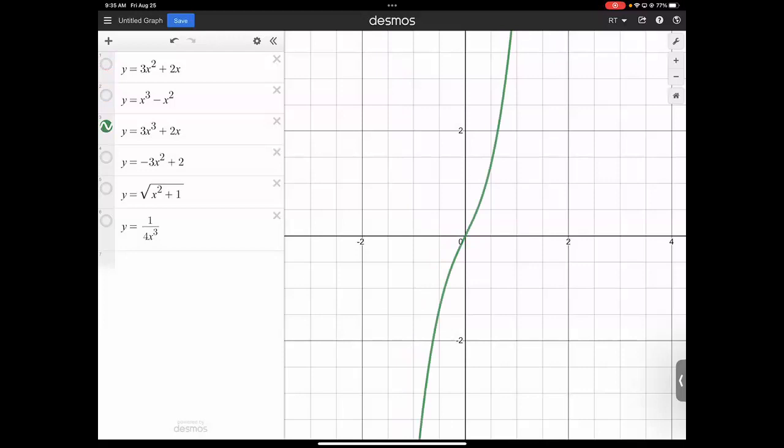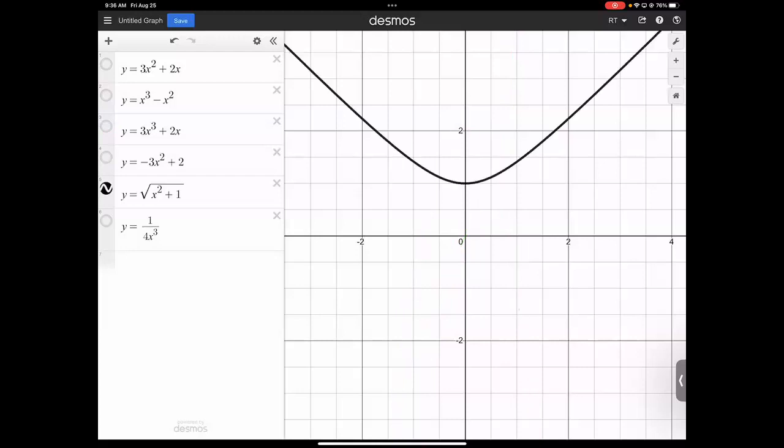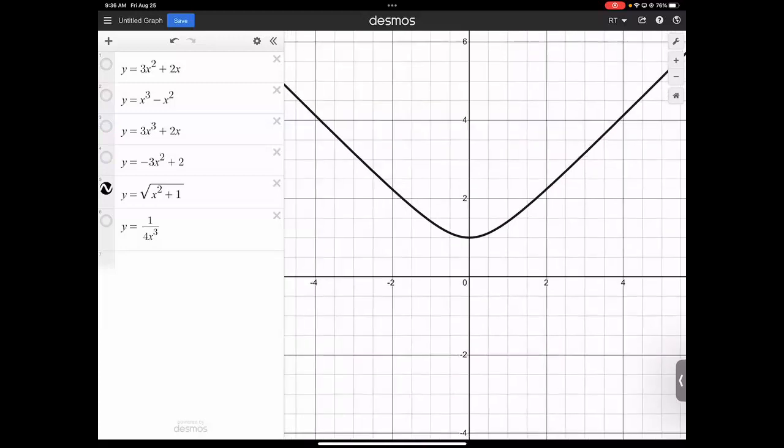C, odd with origin symmetry. E, even. Next one. It's also even.